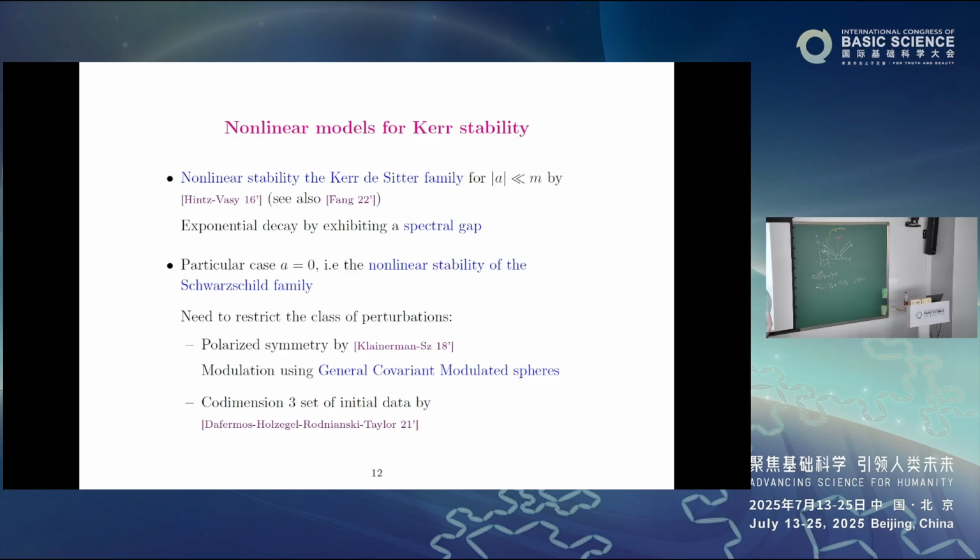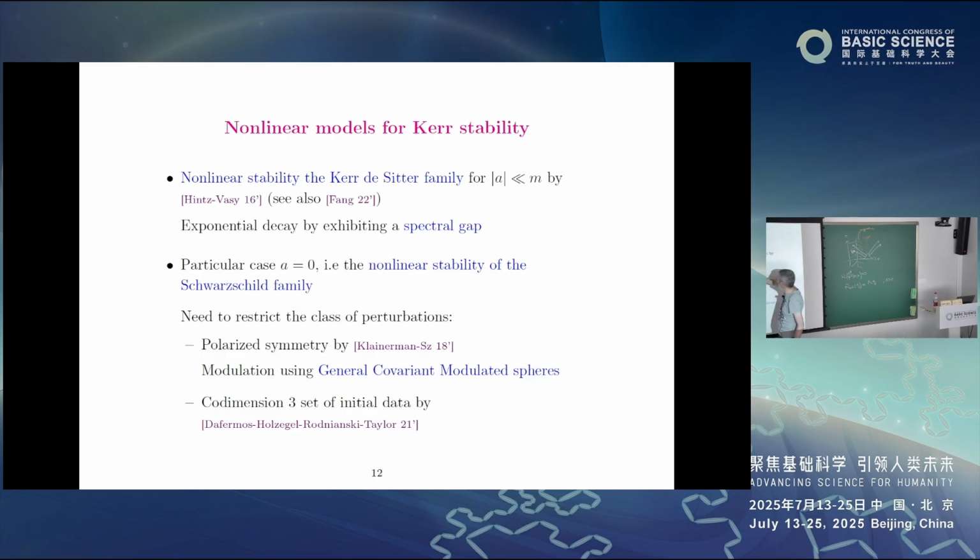And therefore, it simplifies drastically the nonlinear problem. So this was the approach of Hintz and Vasy. So the analog of Kerr would be the Kerr-de Sitter family, and they could prove stability of Kerr-de Sitter for small angular momentum in their seminal work, and this was then later reproved by my former student Allen Fang. And what they did in this work is, in particular, to prove exponential decay by exhibiting a spectral gap for the linearized operator.